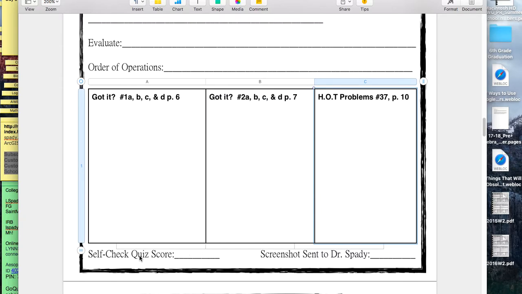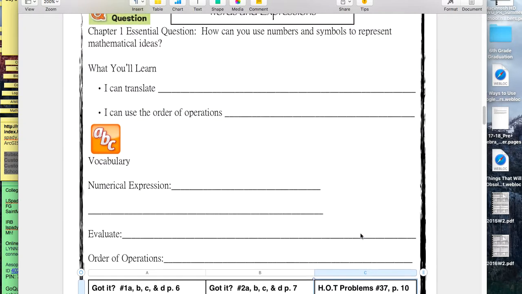And then at the end of every lesson, you will take a self-check quiz, and you will record that score on this note sheet and then send the screenshot to me, making sure that I have record of that.